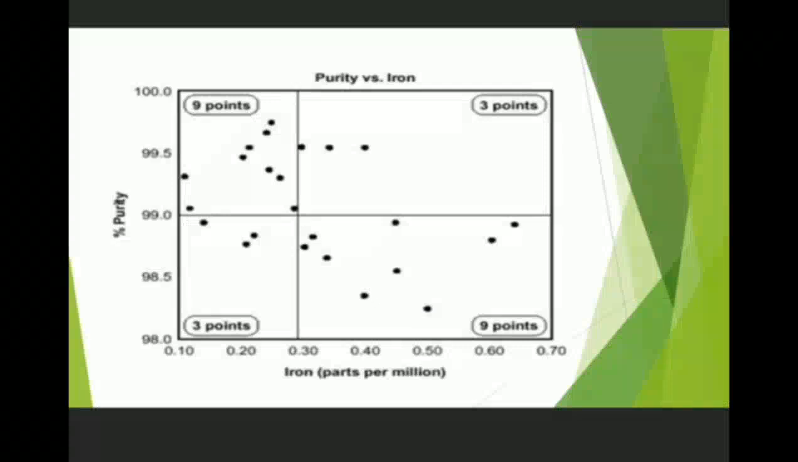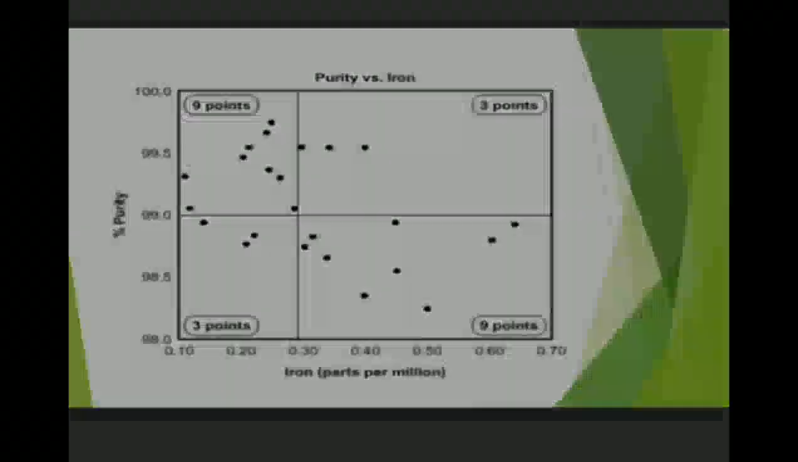Here you can take a look at the scatter diagram with quadrants. The dots on the lines are not considered in the calculations, and the dots inside the quadrants are to be counted for the numerical, where the x-axis represents the purity and the y-axis represents the iron parts per million.